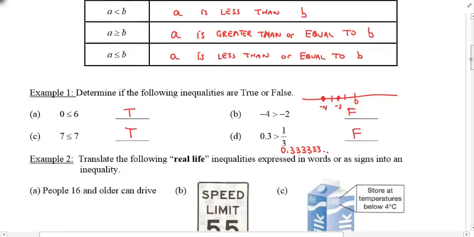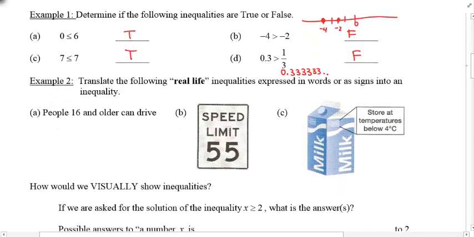Now, I told you we see inequalities a lot in real life, so let's take a look at some of these. People that are 16 and older can drive. So once you turn 16, you can get your license, or at least your learners. So I'll call P people, and it's 16 and older, so it's bigger than, but once you turn 16, you don't have to be past 16, you can be equal to 16 and still get your license. The symbol here is P is greater or equal to 16. Speed limit is 55. Well, you don't want to go over it, but you can be right at it, so you want something to be less than or equal to 55.